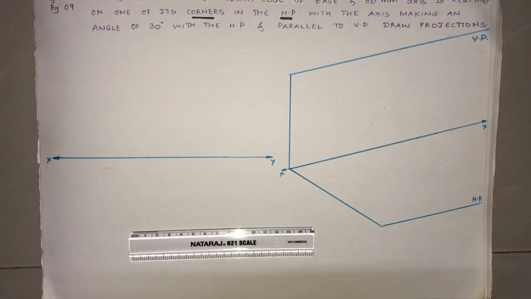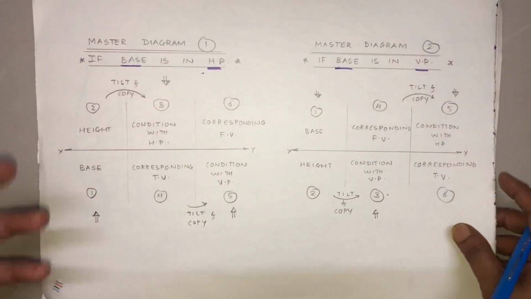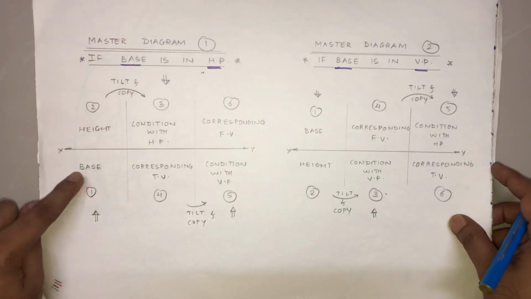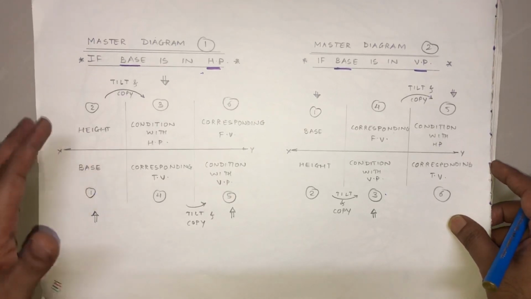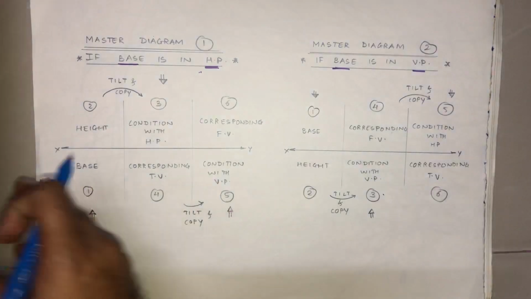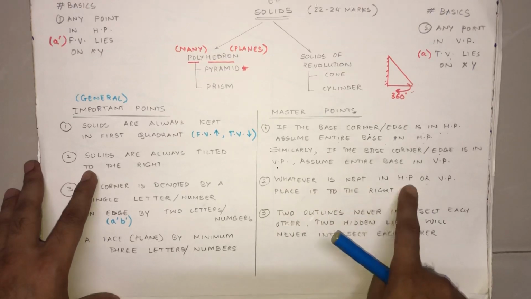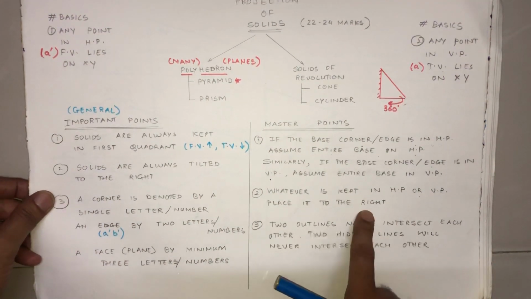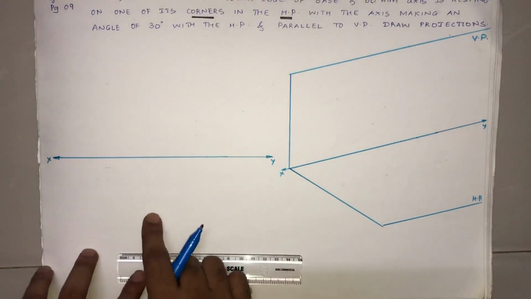Now, we are going to draw here step number 1. If you remember, just a quick go through. This was step number 1, the base of the square pyramid, which is obviously a square. Now, even for drawing the square, there are many possibilities. We can tilt the square in any manner. Here, the second master diagram comes into picture. What does the second master diagram say? Whatever is kept in the HP, remember, our corner was kept in the HP, whatever is kept in the HP, place it to the right. It means that we need to place our corner on the right side.